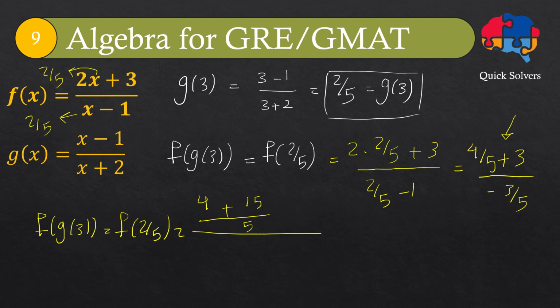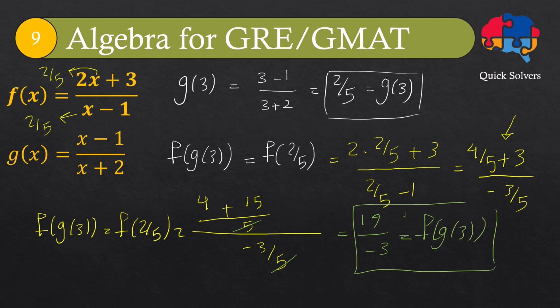And in the denominator we have minus 3 over 5. Well, this 5 and this 5 cancel out each other, and what is left is 19 over minus 3. And this is f of g of 3. Okay, so we are done with this question.